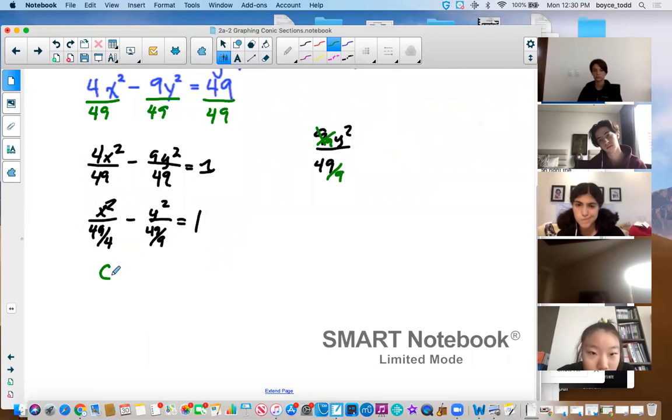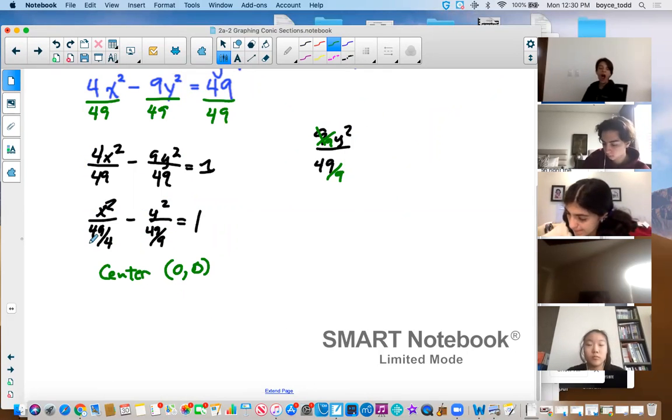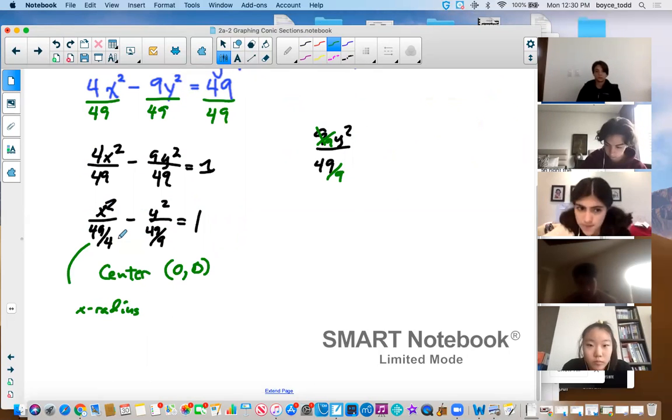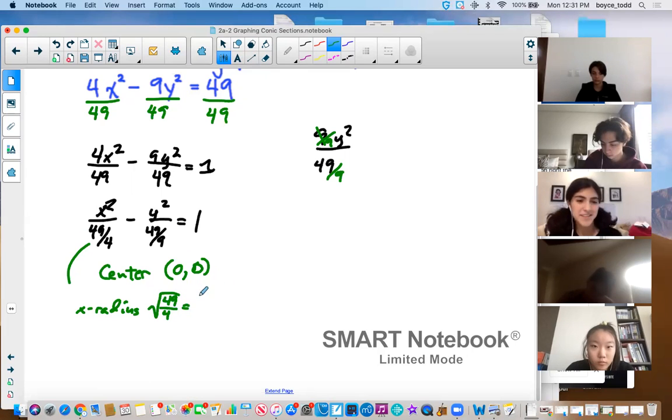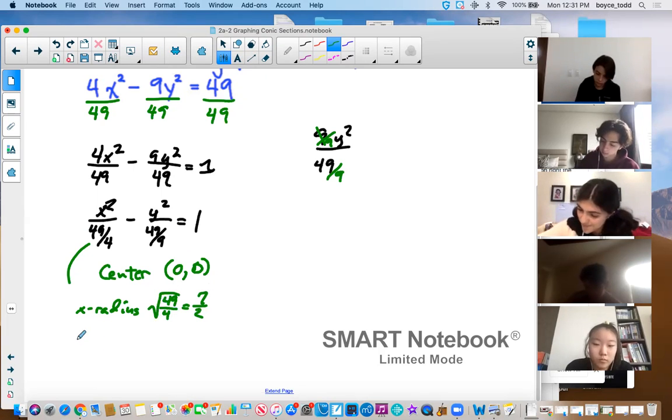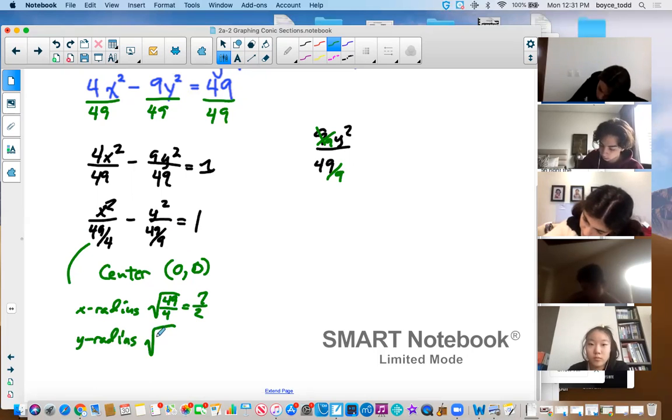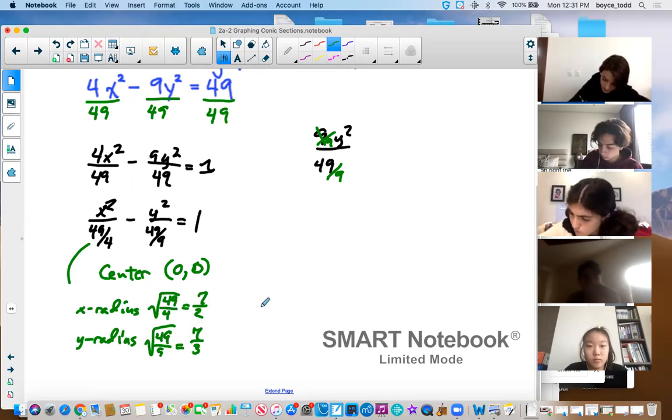Okay, so we know our center is at 0, 0. And then we also know that our x radius is going to be, I'm calling it that. I'm sure maybe there's a term for it. I honestly can't remember. Does anyone know? Yeah, I don't remember if there's a term for it, but I just think of it as that. So I take the square root, right? And that's going to be 7/2. And then I take the square root here of 49/9, which gives me 7/3. Okay, so now I have enough here that I can start to graph this.